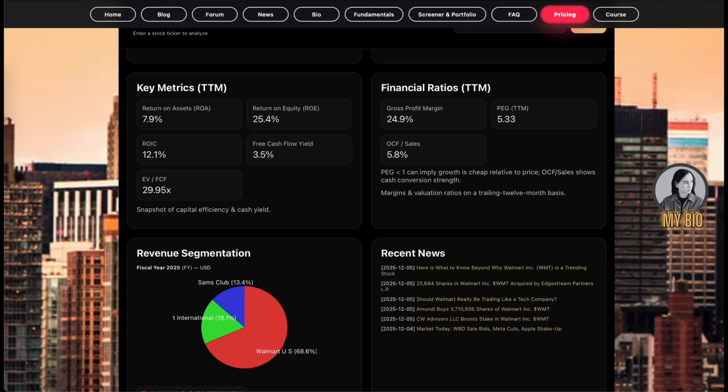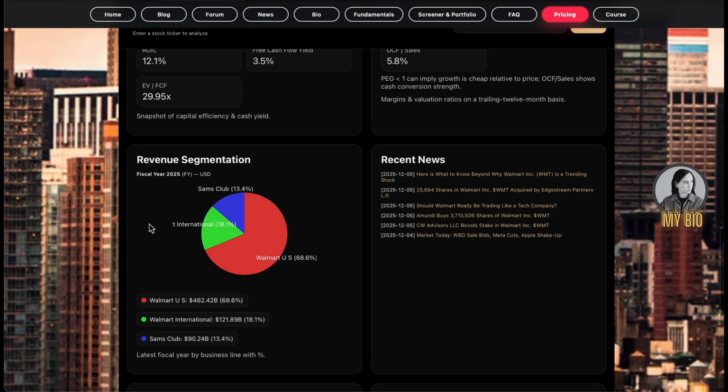So in case of Walmart, it's 5.33. It means that the company is very, very expensive, but it's a good company, more or less stable company. Walmart is paying good dividends, so they are rewarding their shareholders for holding shares. And larger companies like Walmart can have such big ratios. Now you see revenue segmentation.